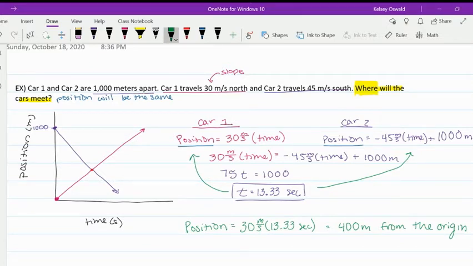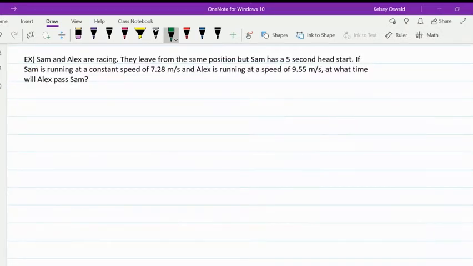So when you're looking at two different objects, you want to sketch your motion first. Then we'll come up with an equation for car 1 and car 2. There are two objects in motion. And then since we want to find where our cars will meet, or where their positions will be the same, we can set those two equations equal to one another to solve for time and then plug that time into our position equation. Let's take a look at another example.